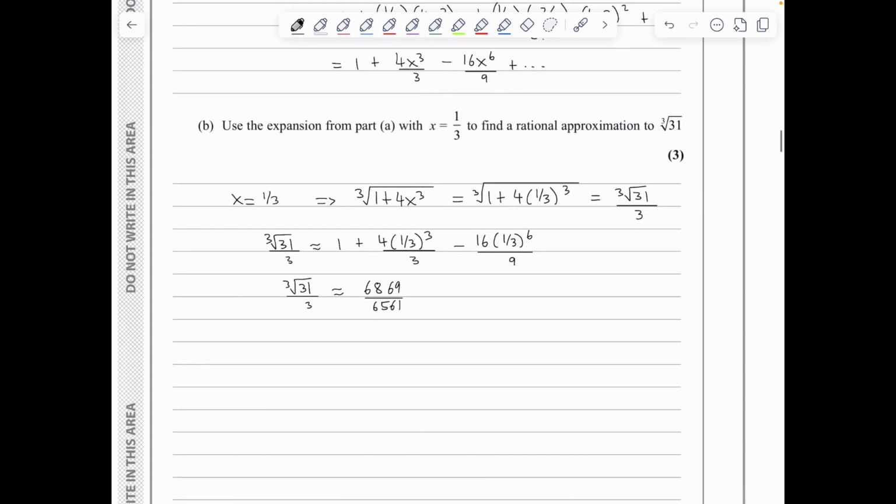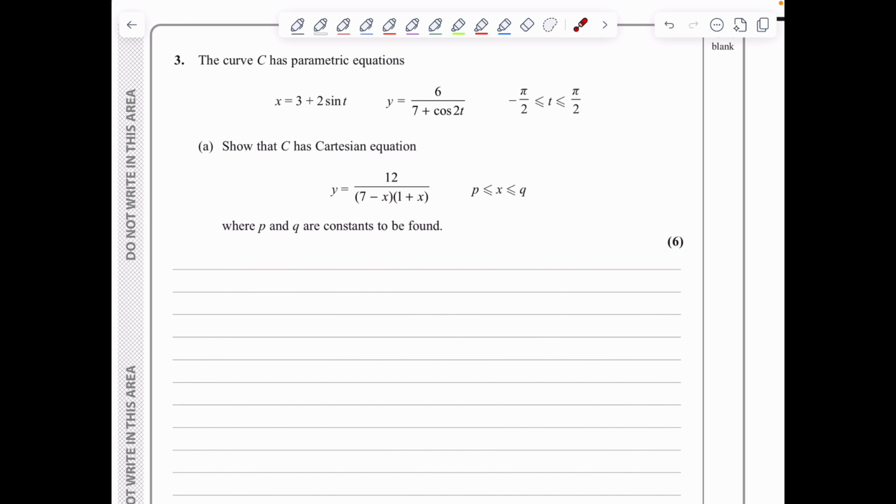6,561. And if I cross multiply with 3 to isolate the cube root of 31, we arrive at the third root of 31 being approximately 6,869 over 2,187. In question 3, we've got the curve C described parametrically here.